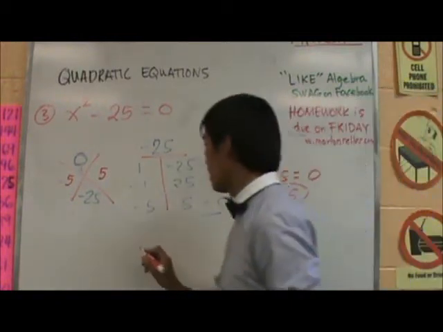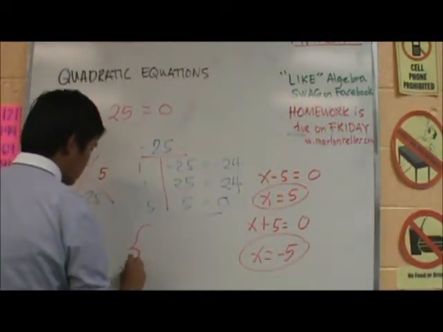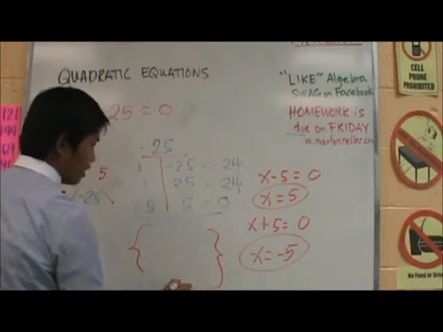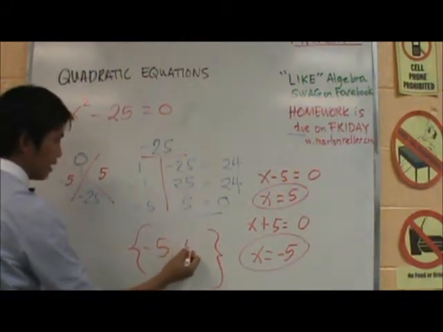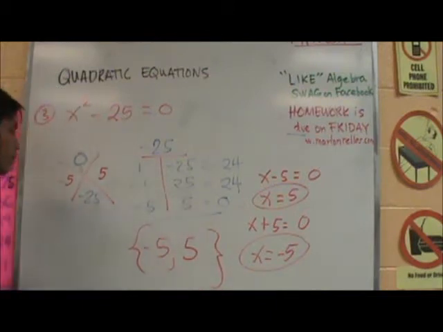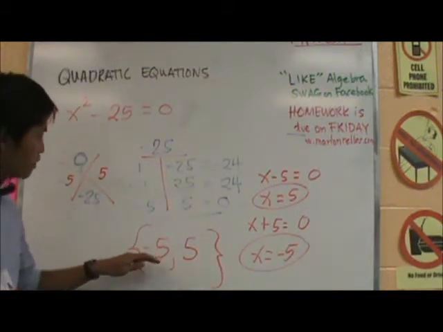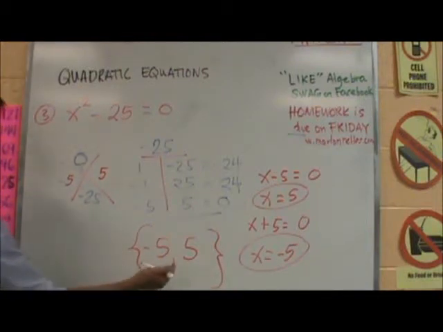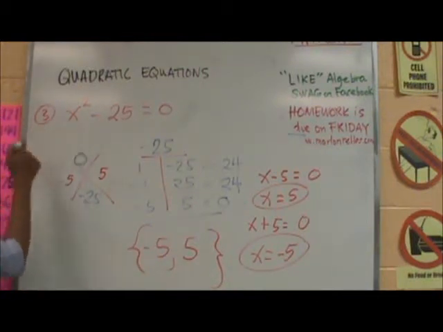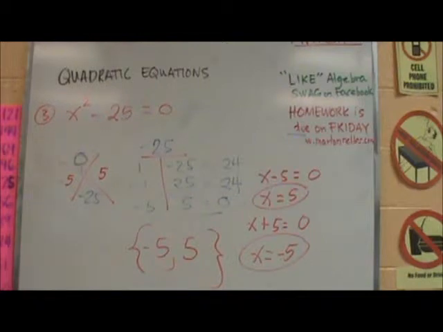Here we go. Now again, to write the solution set, it's going to be negative 5 and 5. I think it will be better if you write it from the smaller number to the bigger number. So this is going to be your solution for that x squared minus 25 equals 0.